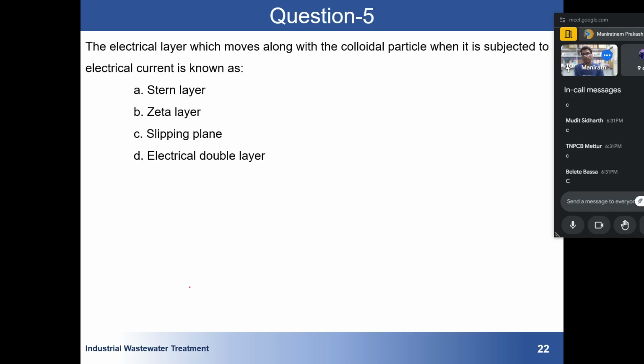The electrical layer which moves along the colloidal particle when it is subjected to electrical current is known as: A. External layer. Anyone? D. We have got electrical double layer. We have got two answers. Anyone else with any other answer, or supporting these two, A and D?